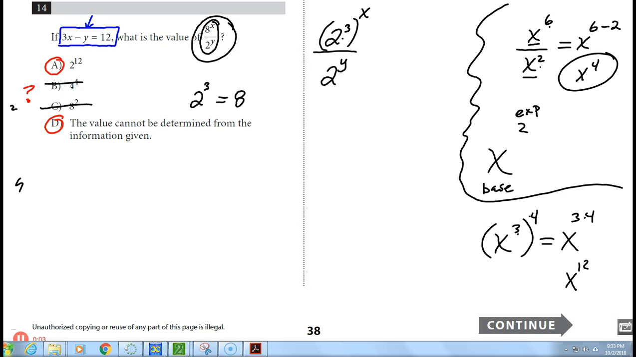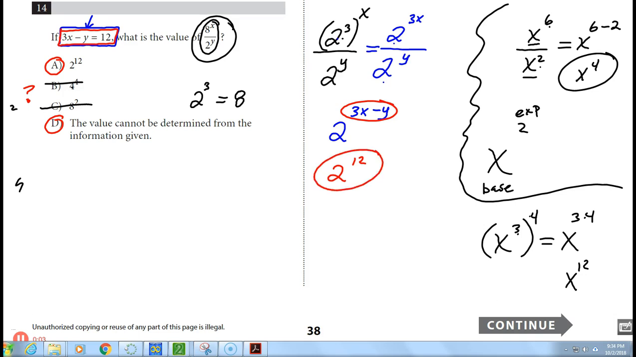So when I come over here, this is really 2 to the 3 times x, or 2 to the 3x. And this one is 2 to the y. All right? So now I have those two, and I'm like, well, wait a minute. 2 to the 3x and 2 to the y, since I have the same base and I want to divide, I really just subtract the top exponent minus the bottom exponent. Well, then it kind of comes into play. Well, that's why they told me what 3x minus y equals. Because 3x minus y is really just 12. And that's how I find out that A really was the correct answer.